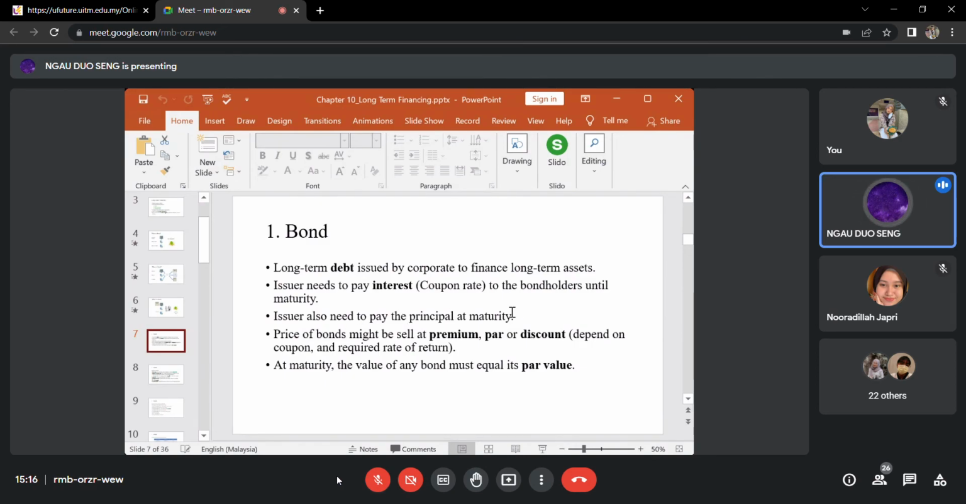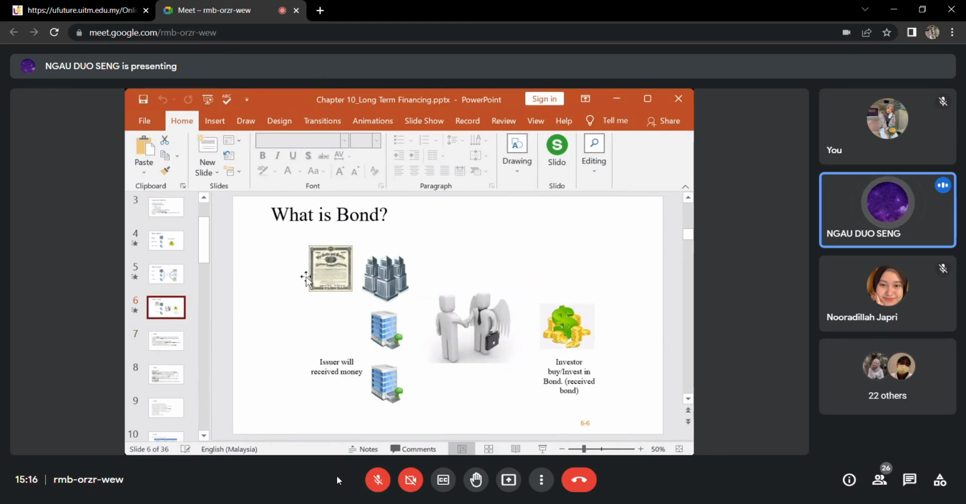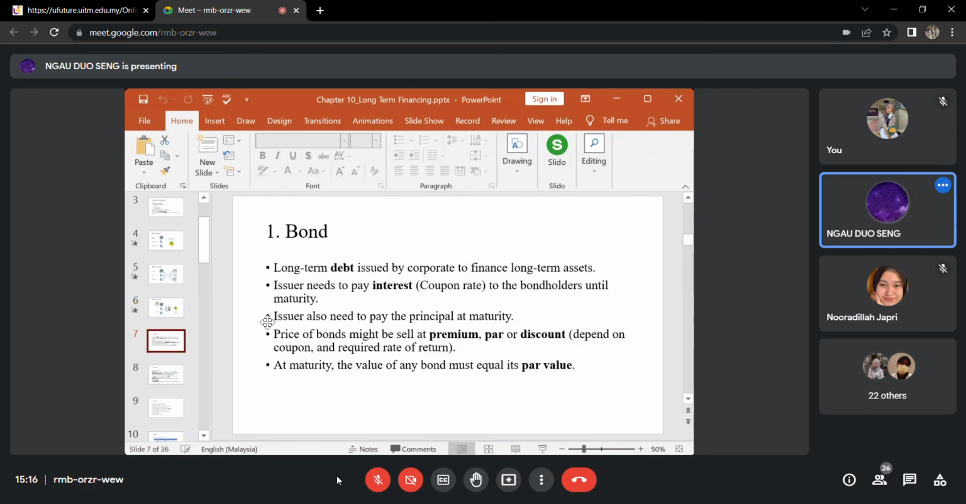So kalau certificate ini adalah 1,000, so kalau dia akan matang dalam 3 tahun, so selepas 3 tahun syarikat akan bayar balik 1,000 kepada pelabur. This means that issuer also need to pay the principal atau pokok dia at maturity, pada masa tempoh matang. Price of the bond may be set at premium, at par, or discount, depend on the coupon and required rate.